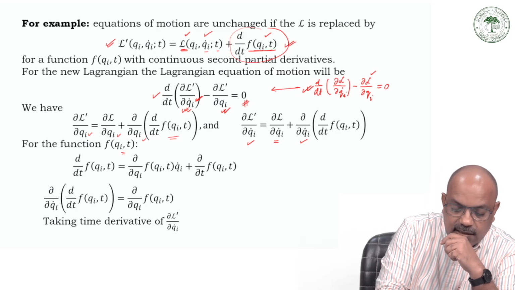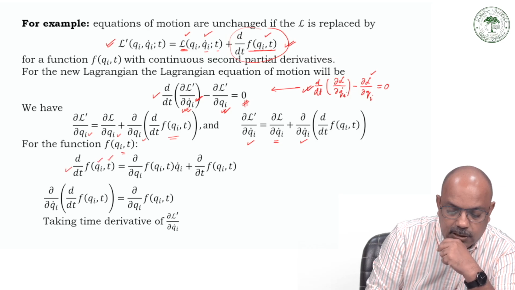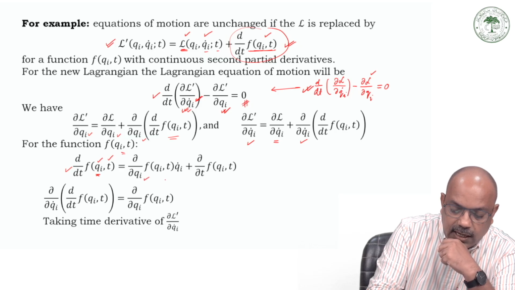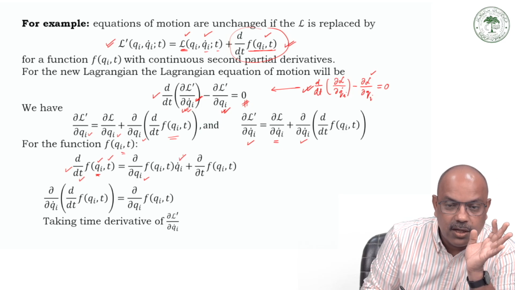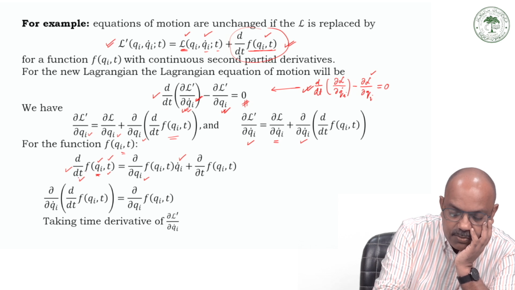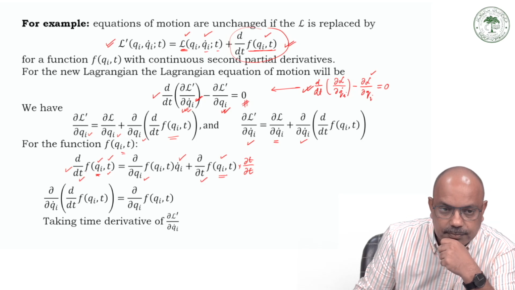So let us figure out d/dt of f(q, t). Because f depends upon q and then it depends upon t, first we partially differentiate f with respect to q, and then q with respect to time, and that gives me the q dot. And then f with respect to t, and then t with respect to t, which is going to be 1. So I just have this equation.